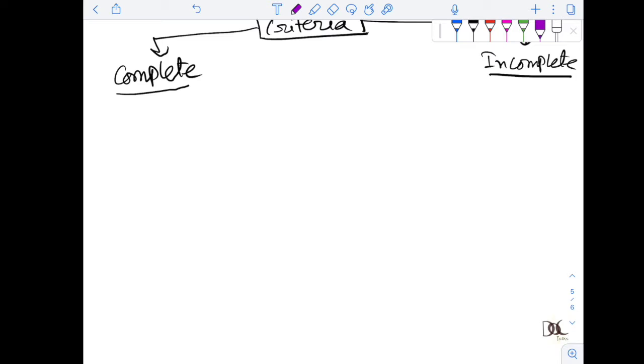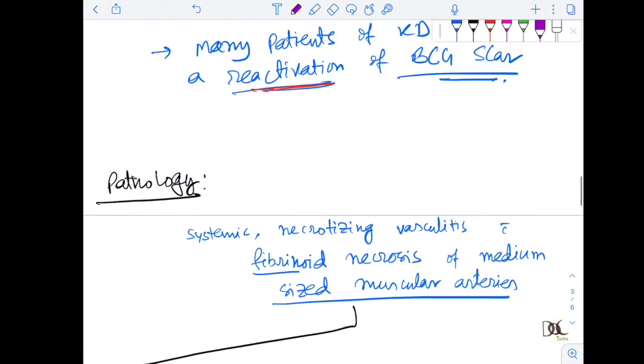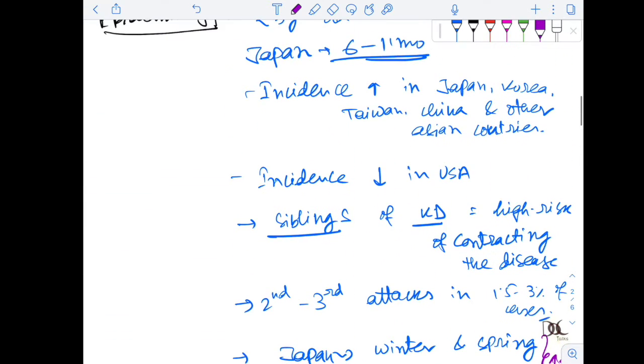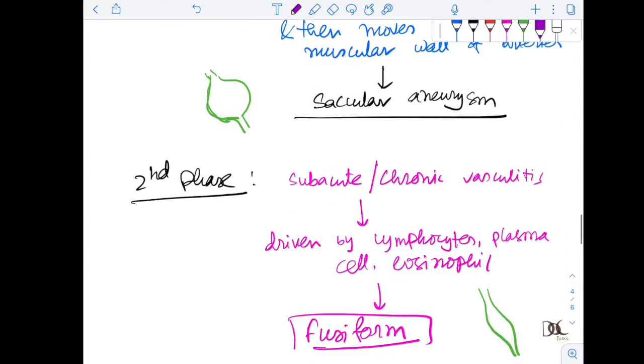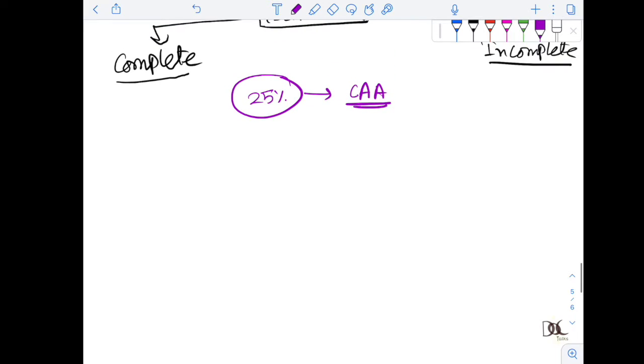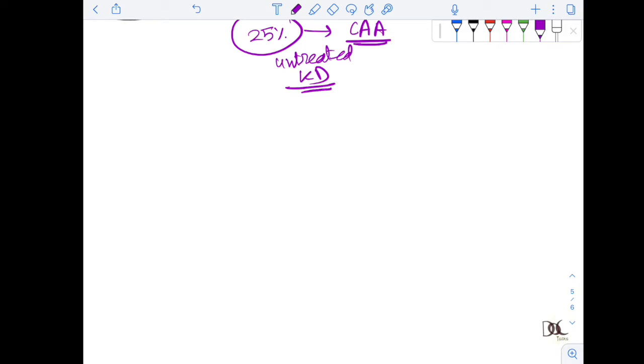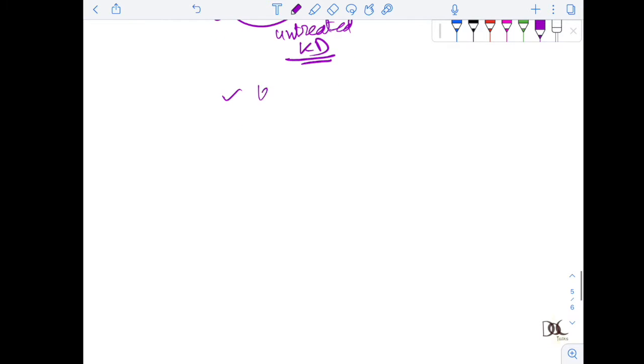Before telling it, I'll mention a few things more. You should always know that 25% of untreated children will develop coronary artery aneurysm. We have already said how the aneurysm develops. We do not know what the cause is, but the usual epidemiology is less than 5 years, with a mean age of around 3 years. But 25% of untreated KD will develop CAA, coronary artery aneurysm, and it is the leading cause of acquired heart disease in children of developed countries. So acquired heart disease in developed countries, the leading cause is Kawasaki.